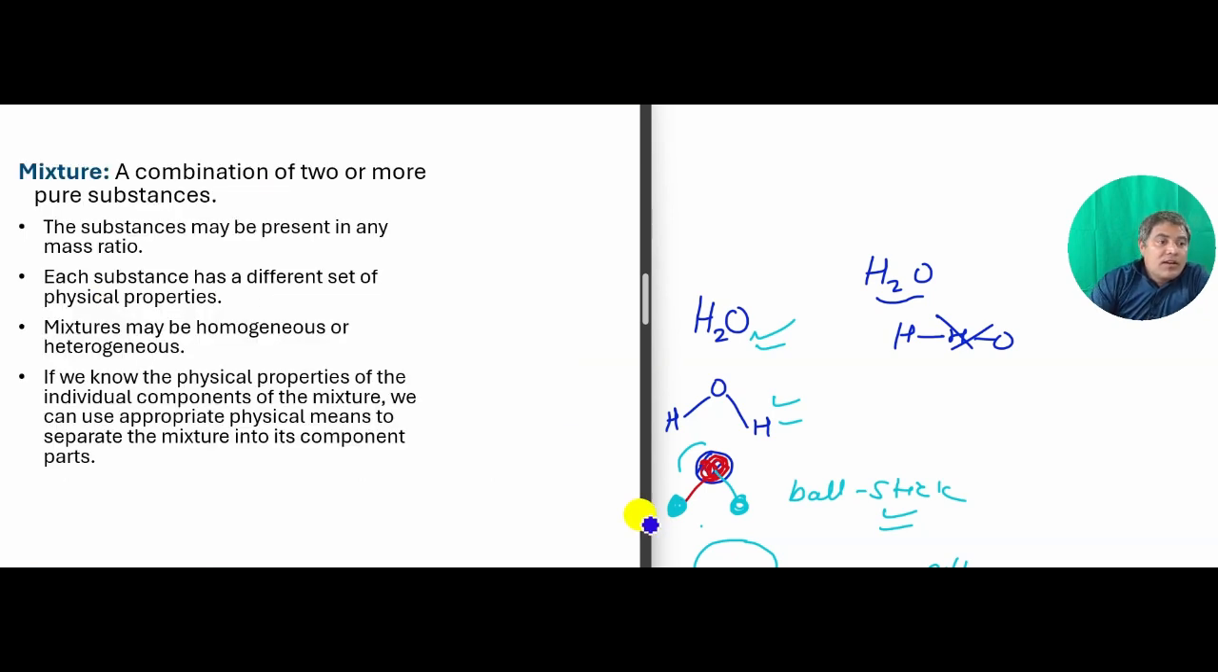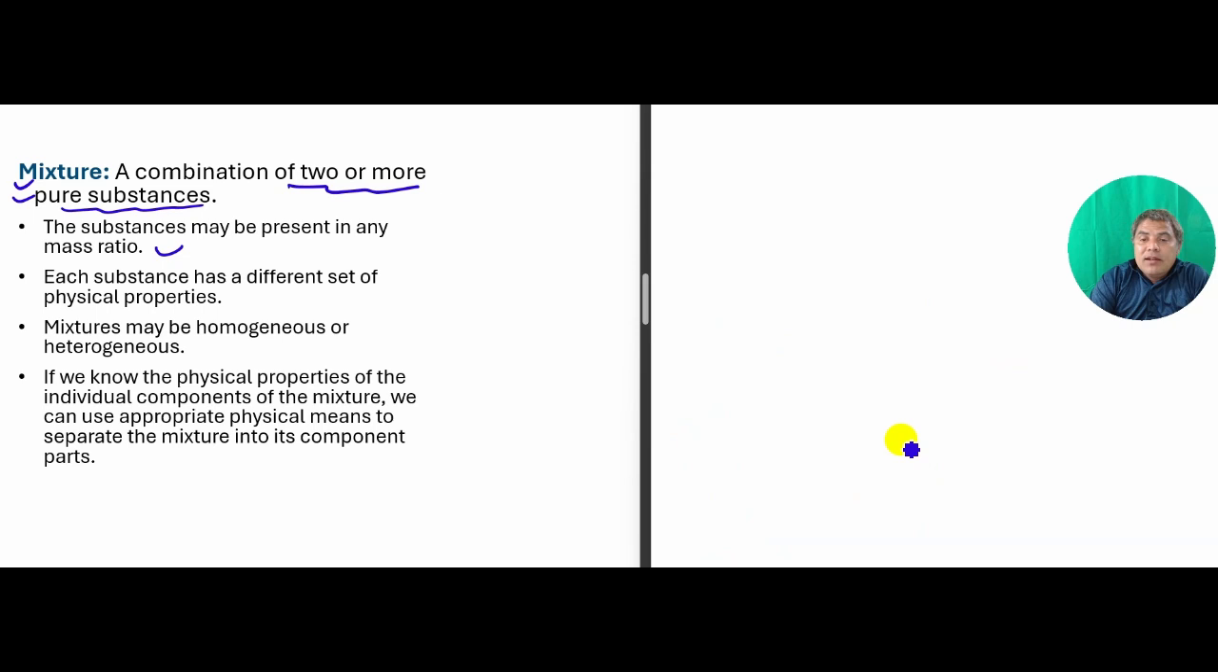So now let's again go to the mixture. A combination of two or more pure substances, that is the mixture. The substances may be present in any mass ratio. In the mixture there is no fixed thing. For example, in the case of a compound, you make H2O, here it is fixed, 2 to 1, but in the case of a mixture any ratio can be.